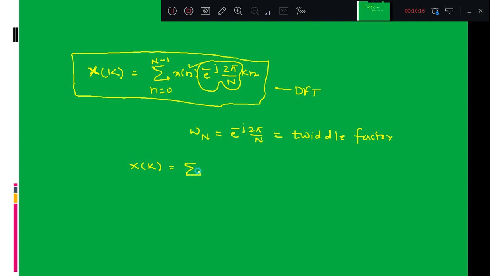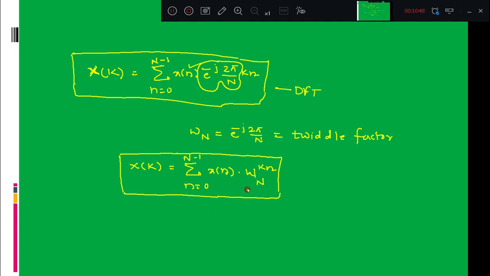So using this complex quantity notation, the above equation can be written as X(k) is equal to the summation n = 0 to N−1 of x(n) into e^(−j 2π/N), this complex quantity I will replace by what? Which is symbolically denoted by W_N, and here its power is kn. So this is another mathematical representation for the discrete Fourier transform, that is DFT, right? And the important property of this twiddle factor is it is periodic over the period capital N.